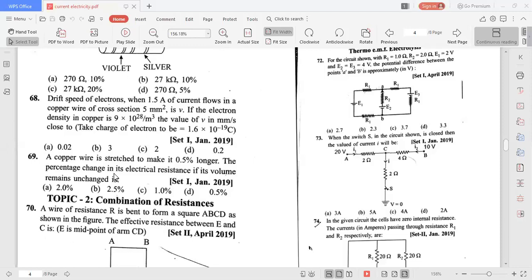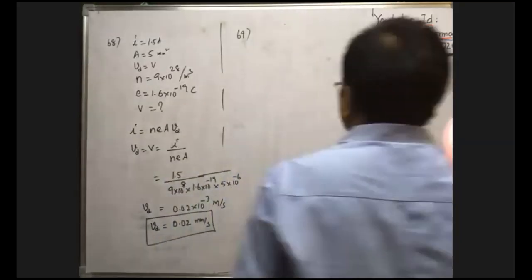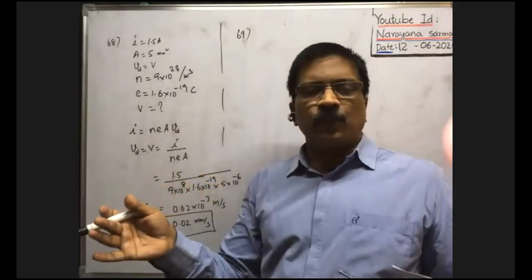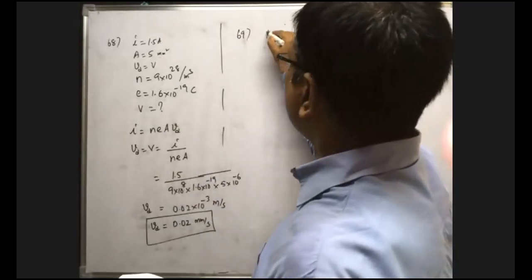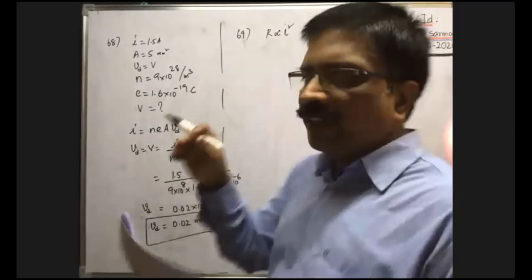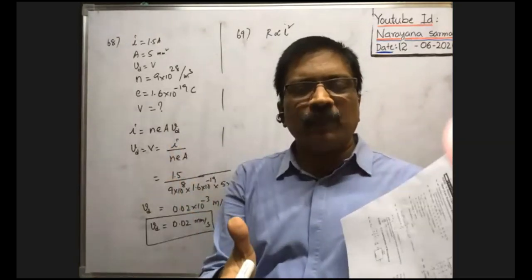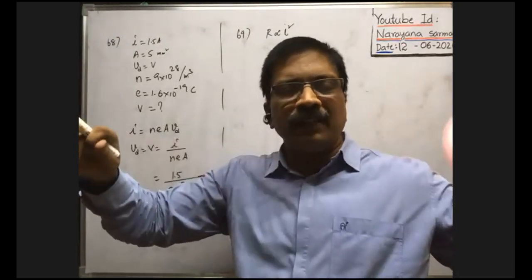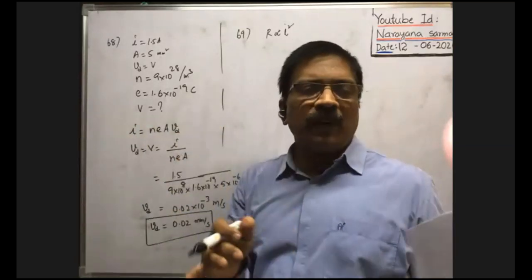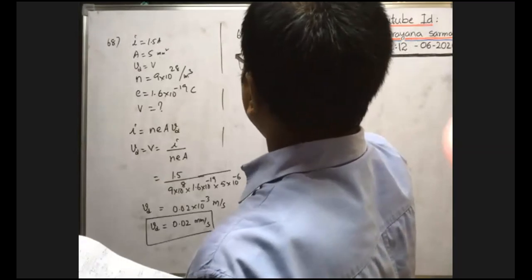Next is 69th problem, you see. A copper wire is stretched to make it 0.5% longer. The percentage change in the resistance if the volume remains constant. Okay, when the given wire is stretched, it is already in the note points only, I said the concept also. So here, whenever the given wire is stretched or compressed so that the volume remains constant, then resistance is directly proportional to length square, no? When the given wire is stretched or compressed, stretched means length is increased, in such a way it is elongated. Compressed means length decreases, but volume of the wire remains constant. In such case, R is proportional to L square.